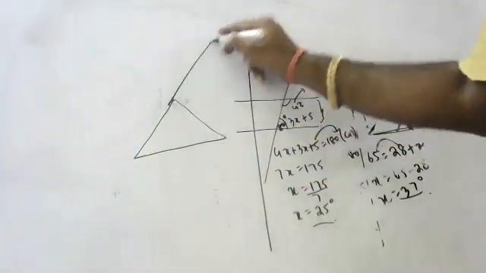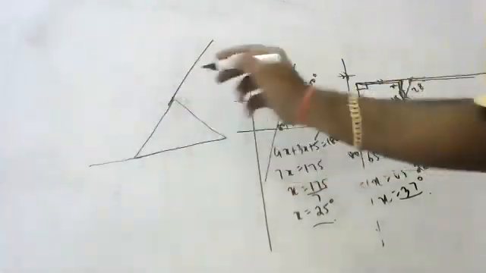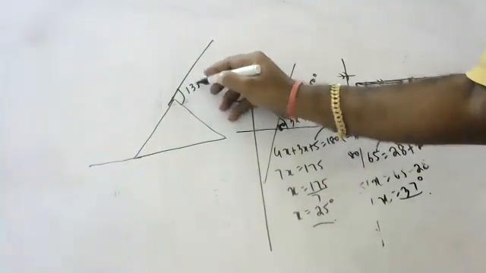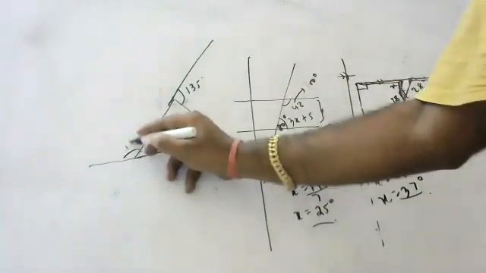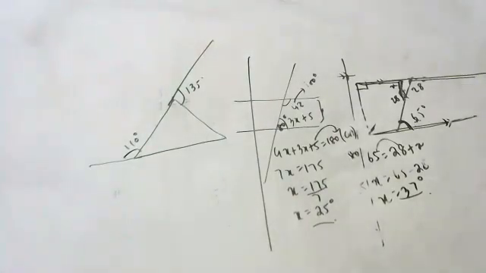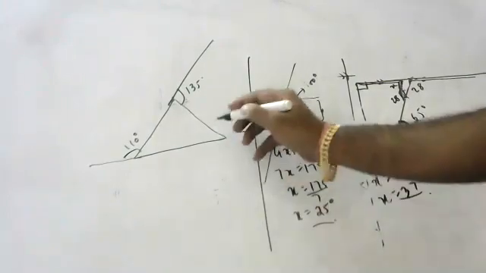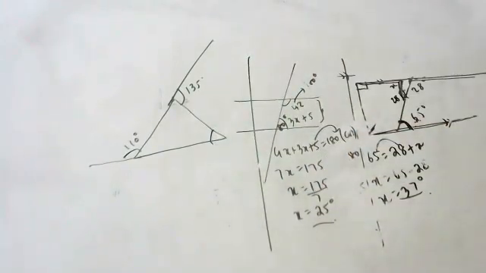Yes, sir. So this is like this, sir. This is 135 they have given, and this is 110 they have given. The question is 110 and 135 are given. Find ACB. What is this angle? Very easy now.